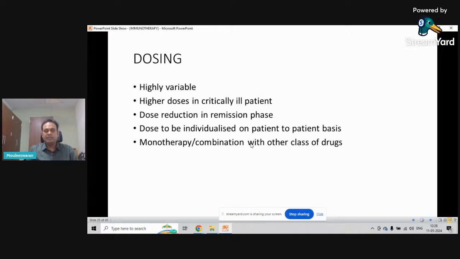So the dosing again is highly variable. In crisis scenarios, it might be a very high dose, going even up to 1 or 2 grams, whereas in the maintenance phase, it can be as little as 5 milligrams. So it entirely depends on the phase in which the patient presents, and higher doses are required in critically ill patients. Dose reduction is recommended in the remission phase, and the dose can be individualized on a patient to patient basis depending upon the patient's tolerance to adverse effects. It can be administered as monotherapy as well as combination therapy with other classes of drugs.